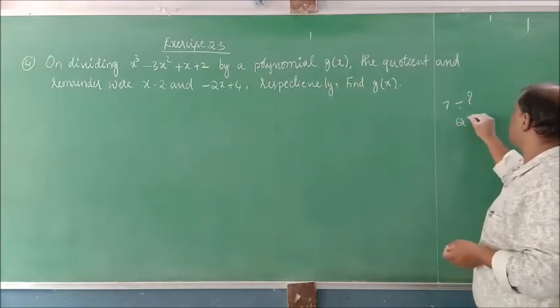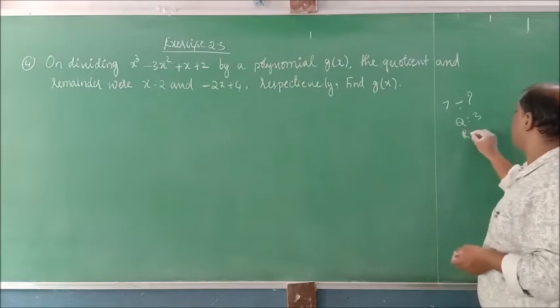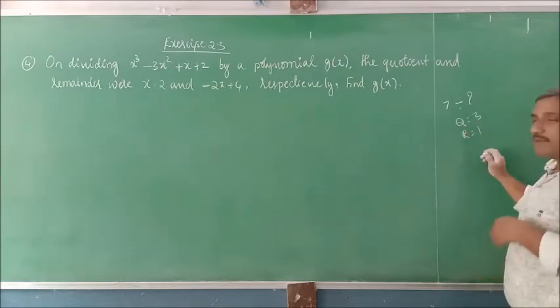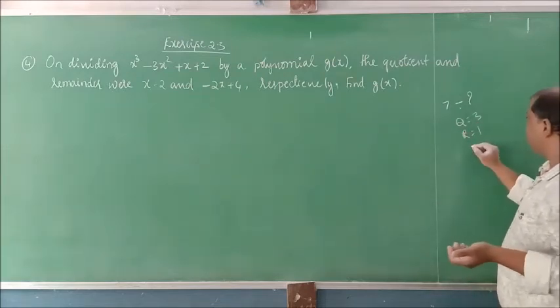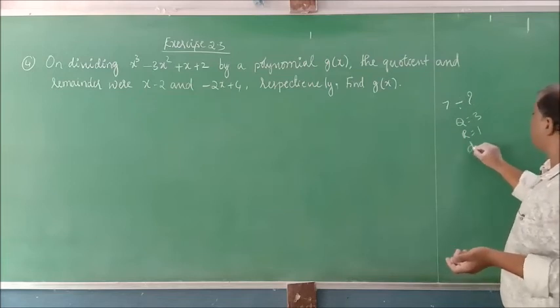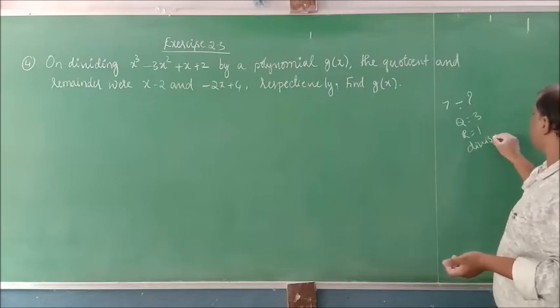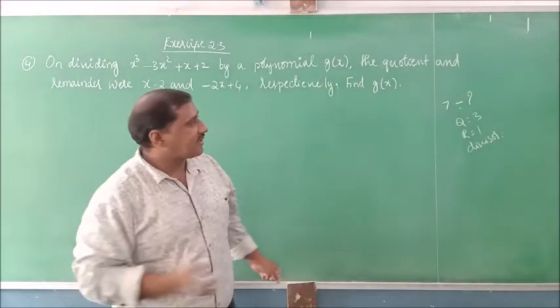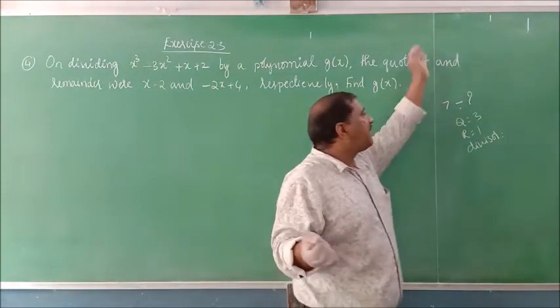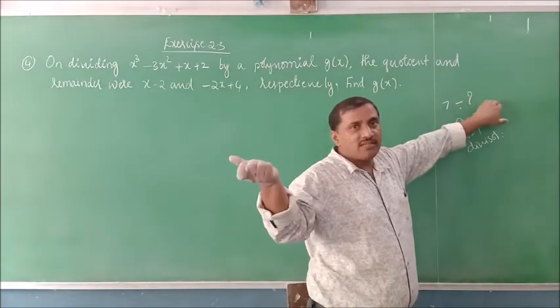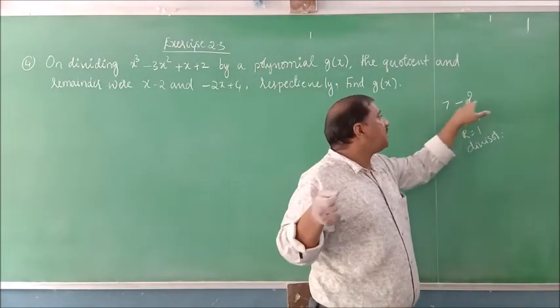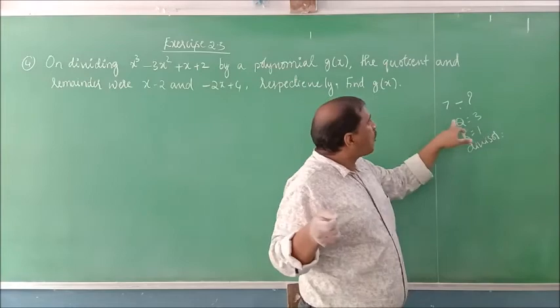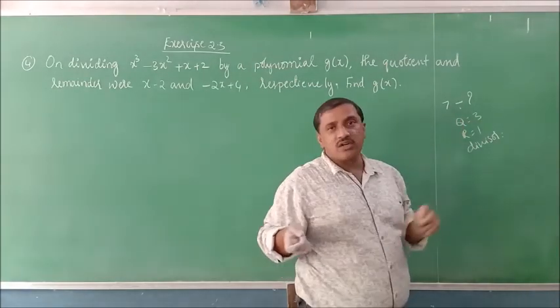Quotient is equal to 3, and remainder is 1. Find the number which is divided, that is, find the divisor. So here we have studied this kind of sums in the lower classes. That is, when 7 is divided by some number, we don't know that number with which we divided 7. That number is known as what? Divisor. And quotient is 3, remainder is equal to 1.